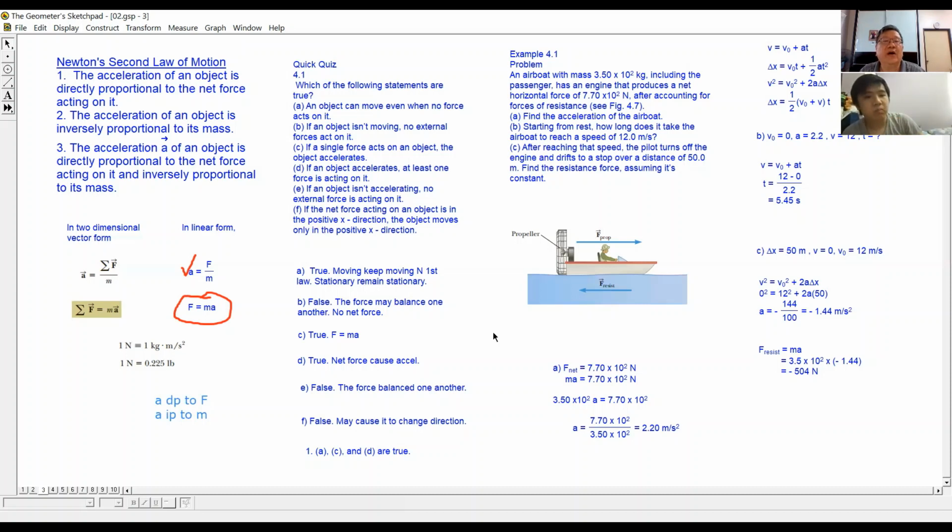But there are forces acting on it. But these two forces, they balance one another, that's all. So to say that there is no force acting on it is not true. It's false.